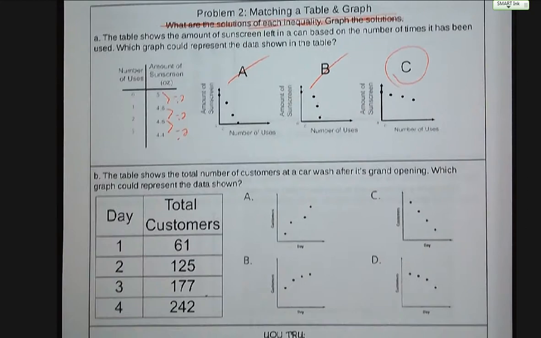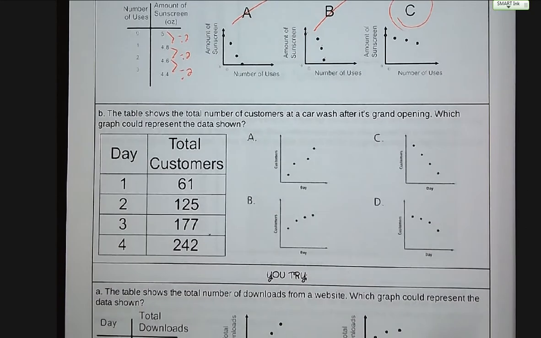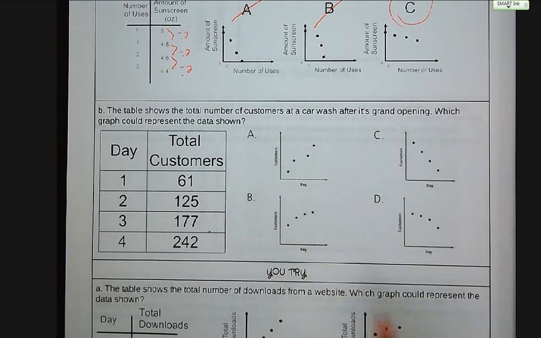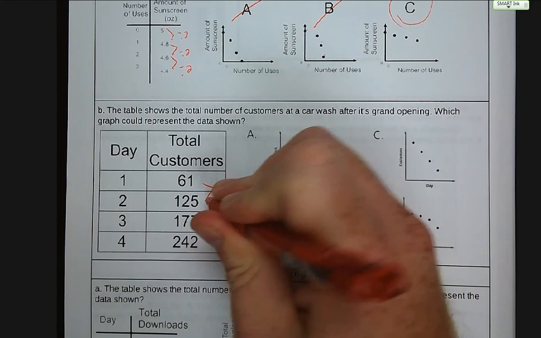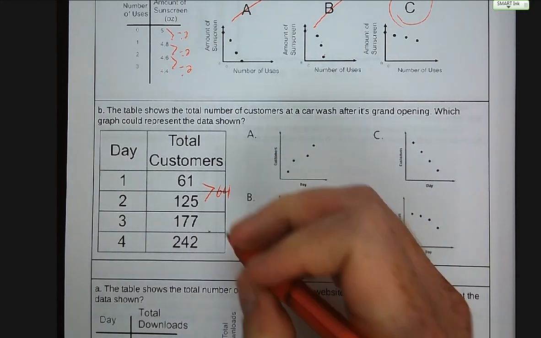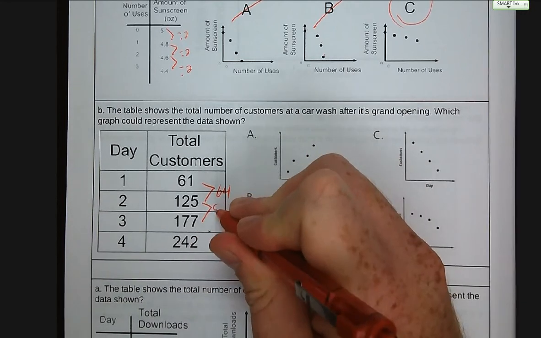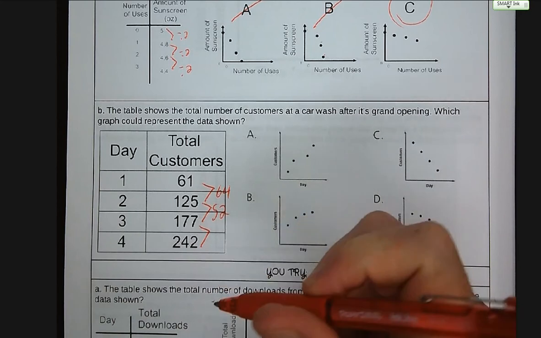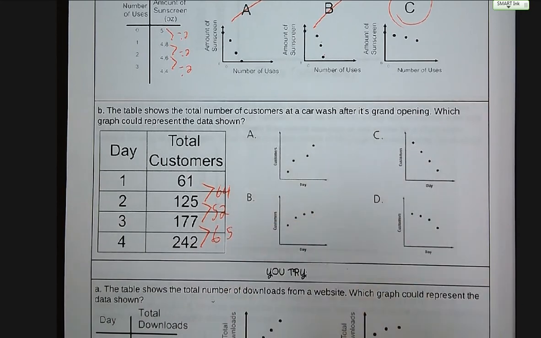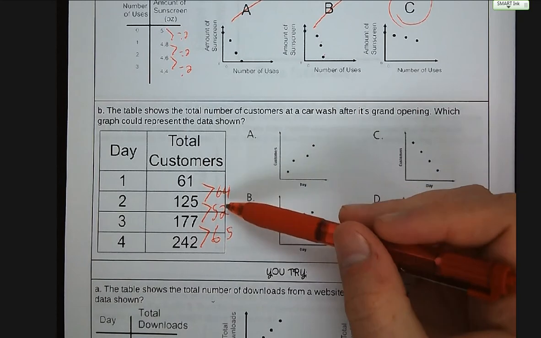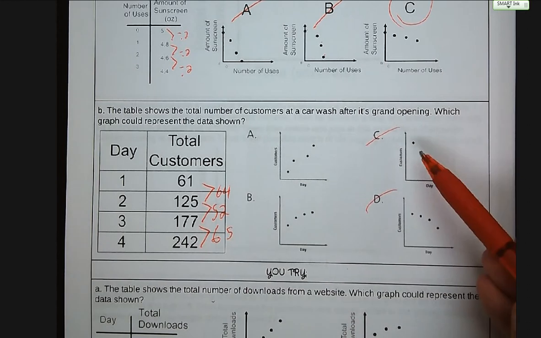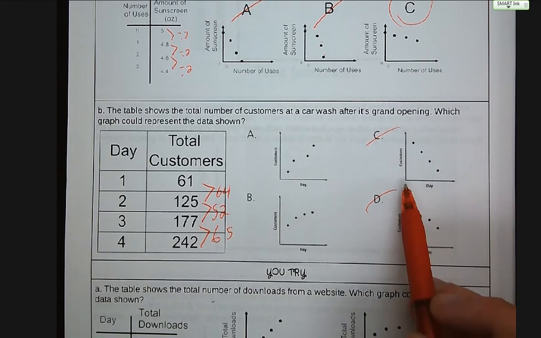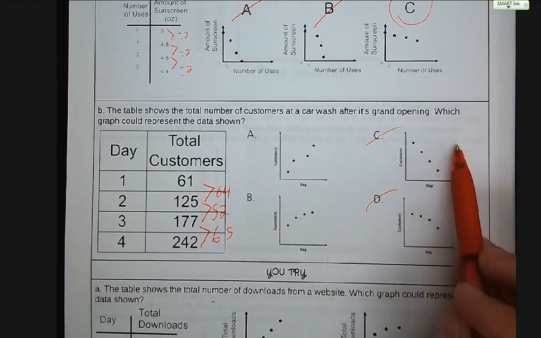All right. Letter B. The table shows the total number of customers at a car wash after its grand opening. Which graph could represent the data that's being shown? So we can look at what is our change each time. From day 1 to day 2, we added 64. From day 2 to day 3, we added 52. And from day 3 to day 4, we added 65. Well, our total customers is going up each day, so we can eliminate letters C and D right away because those are showing that we have a decrease in customers as days go on. So as days get larger, our customers should be getting higher.